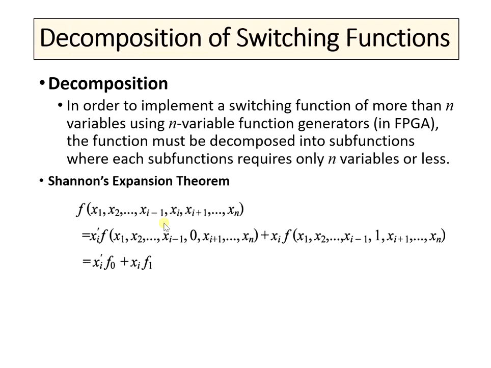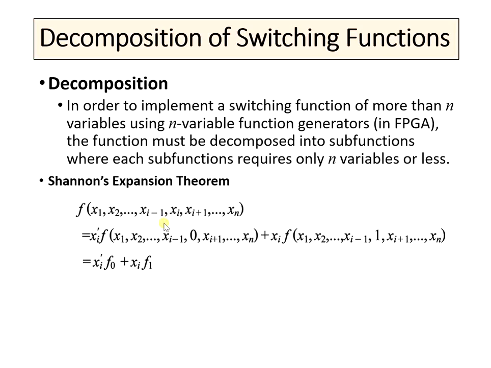Now let us look into the decomposition of switching functions. In order to implement a switching function of more than n variables using n variable function generators, the function must be decomposed into subfunctions where each subfunction requires only n variables or less. For example, if we want to implement a switching function of more than 4 variables using a 4 variable function generator, the function must be decomposed into subfunctions where each subfunction requires only 4 variables.